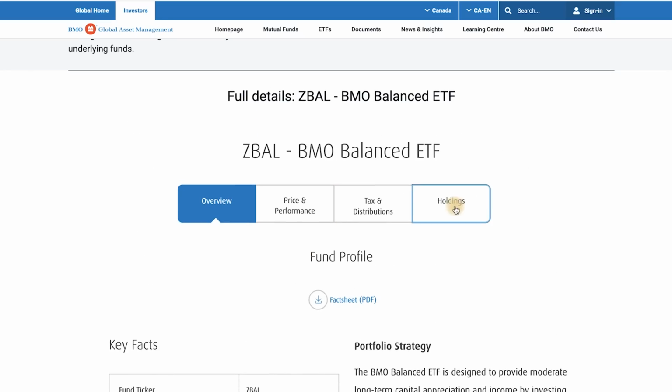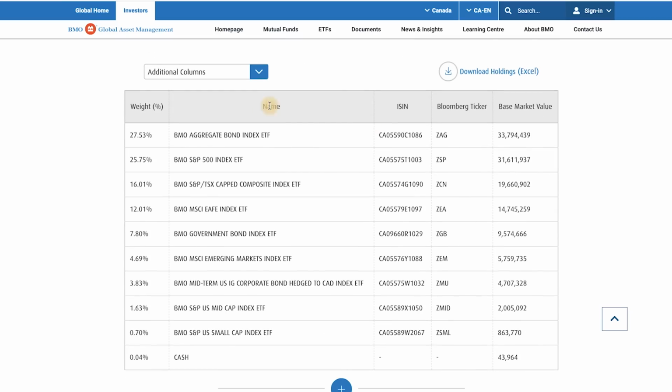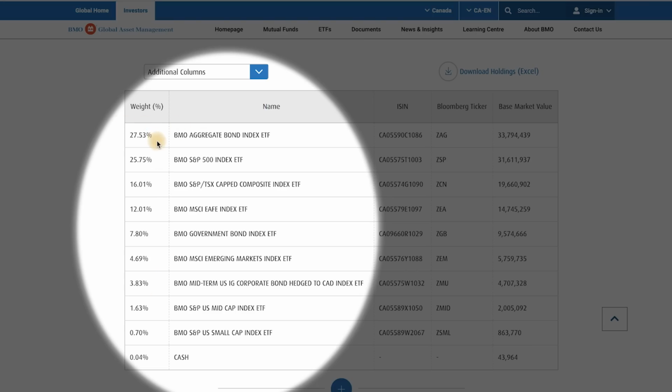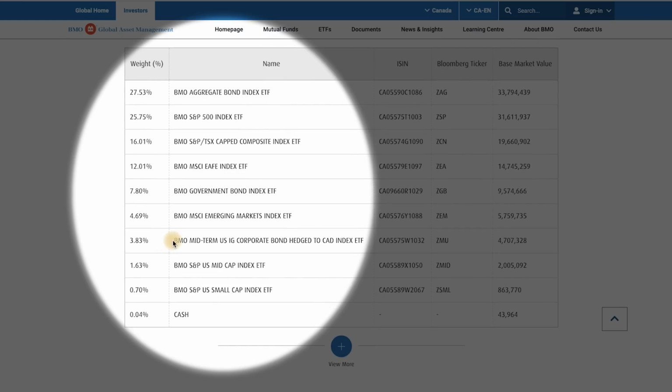And if we go up and take a look at its holdings, here we go. It's got 10 holdings, and just looking at them, obviously there's a higher proportion of bonds. So the heaviest weighted ETF inside this asset allocation ETF is the BMO Aggregate Bond Index. And then after that, we've got US stocks, Canadian stocks, international stocks, government bonds, emerging market stocks, midterm US bonds, US mid-cap stocks, and then US small-cap stocks.